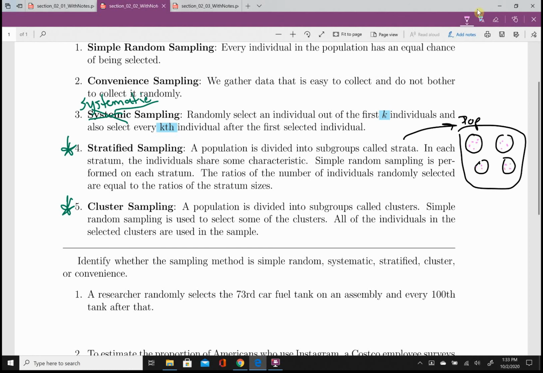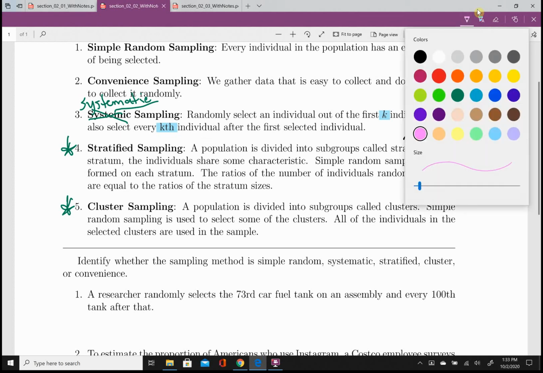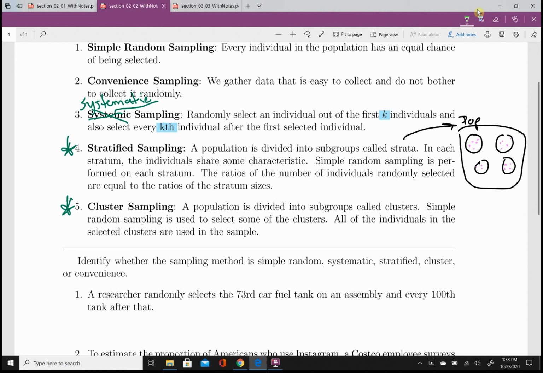I want you to notice that the number of dots in these slightly larger strata is going to be more than in the slightly smaller strata. You'll have fewer dots and fewer dots. So the ratios of the number of individuals randomly selected are equal to the ratios of the stratum sizes. Let green be the people associated with the actual sampling. Say I take about half of each stratum. Those are going to be the people that are in the sample.